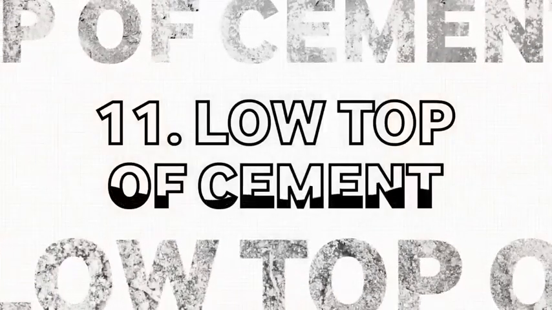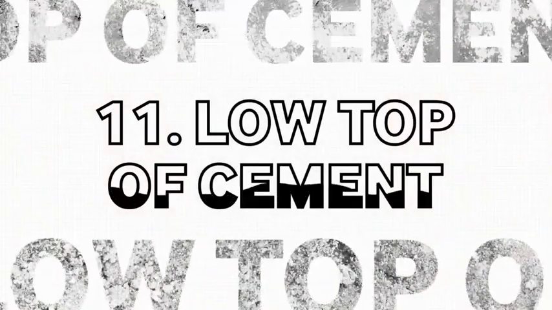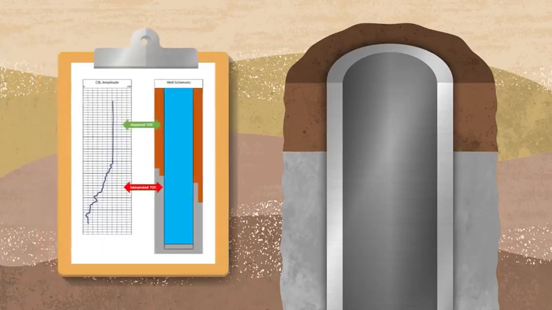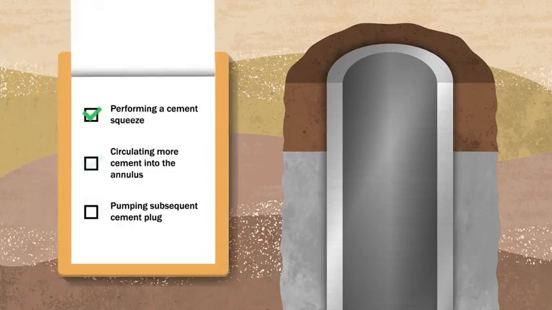Low top of cement is typically the result of other cementing problems, such as lost circulation. A minimum volume of cement slurry should be determined, and contingency plans should be developed in case the minimum volume is not met.